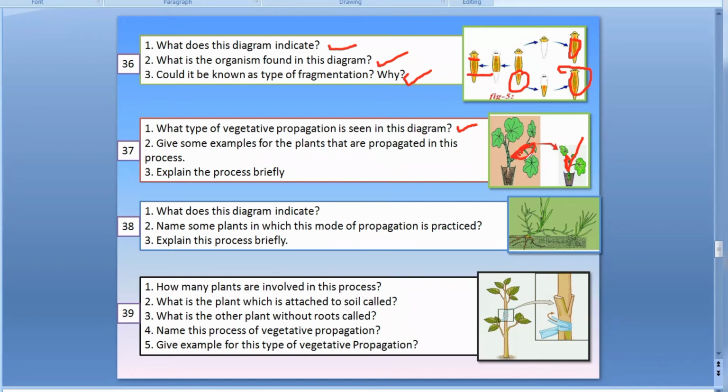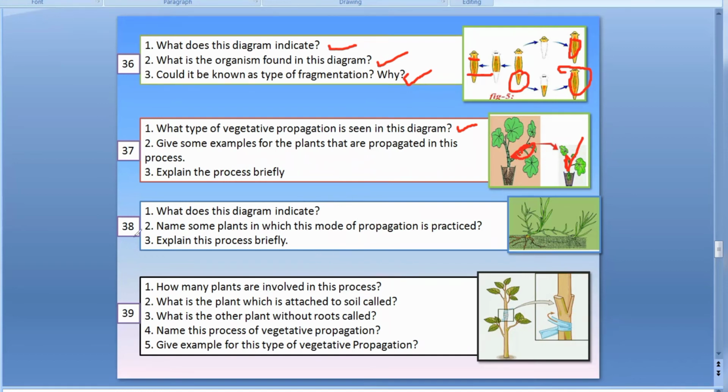So from that part you have to detach from the plant and sow into the soil to develop into a new plant. That is called cutting. Examples: hibiscus rosa-sinensis, rose plant and marigold plant. It is easily possible to do cutting with them.